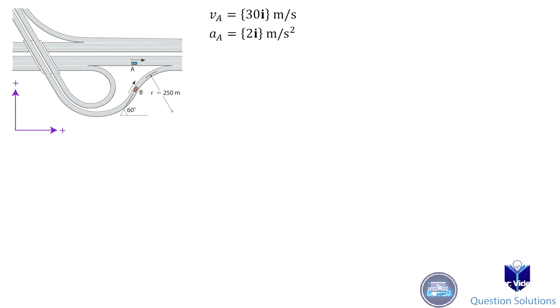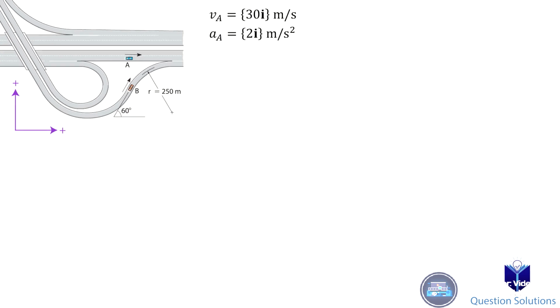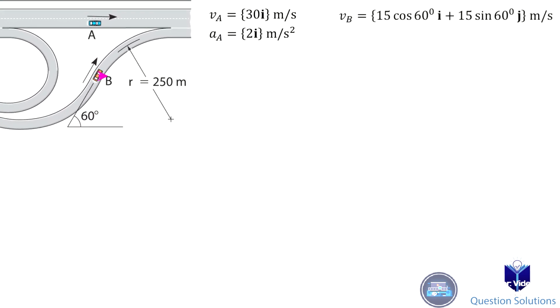For car B, we also need to write the velocity and acceleration. Let's focus on velocity first. We have two components, which are 15 cos 60 degrees and 15 sin 60 degrees. Let's simplify these. For acceleration, it's a bit more complicated. The car is traveling along a curve, which means we will have tangential acceleration and normal acceleration. So let's find those first.